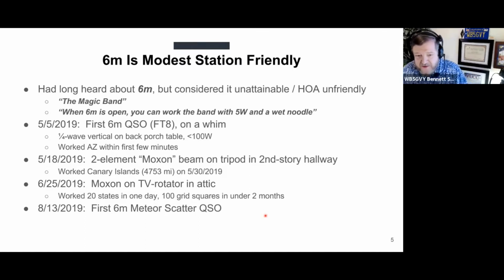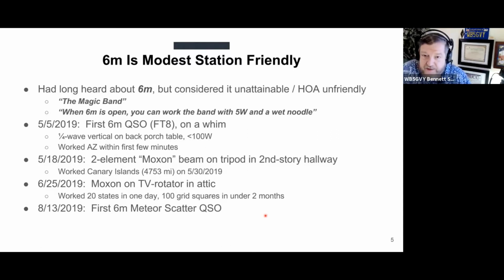And I had the antenna, and on a whim, on May 5th in 2019, I had a quarter wave vertical with radials, and I didn't even set it up vertically. I laid it horizontally on my back porch table, and without even waiting very long, I worked Arizona in a few minutes. And with that, the bug bit me. I ordered a Moxon beam, and I have a 2-story house. We'll show the schematic of my house here in a minute.